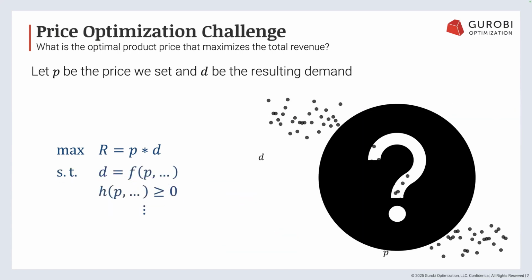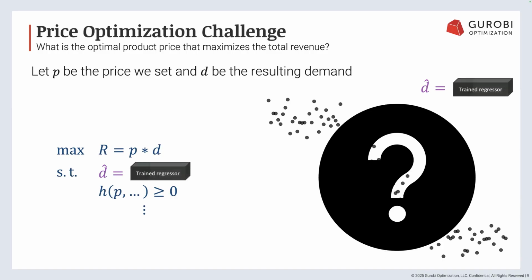Well, what if you don't know this? You're thinking, okay, I have a highly complex relationship between price, demand, and all these other factors I need to consider. This is where Gurobi Machine Learning really helps. You can take this unknown structure of the data and how price and demand and all this stuff fits together, and you can think of it as a black box.